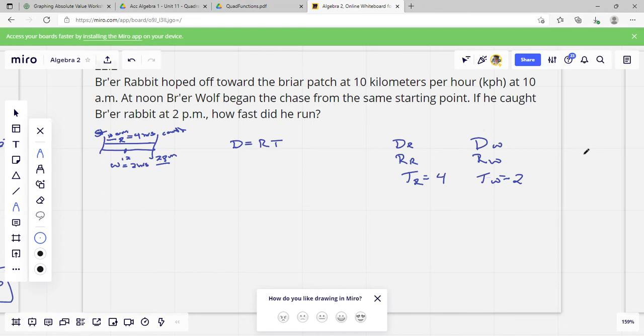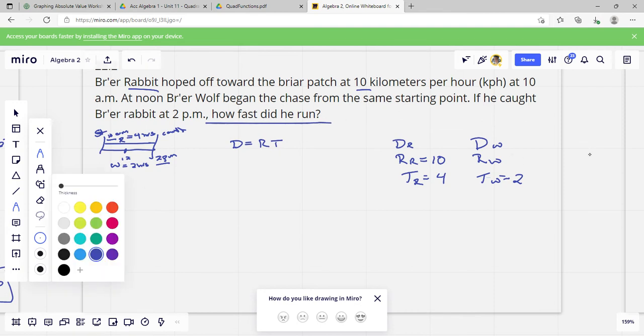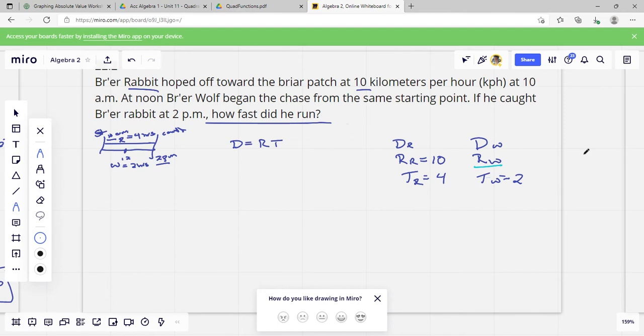All right, and it says that the rabbit was going 10 kilometers per hour, so the rabbit's rate is 10. How fast did he run? So what we need to know is the rate of the wolf. So this is the one we're looking for. And we know that they went the same distance, right? So the distance of the rabbit is equal to the distance of the wolf.